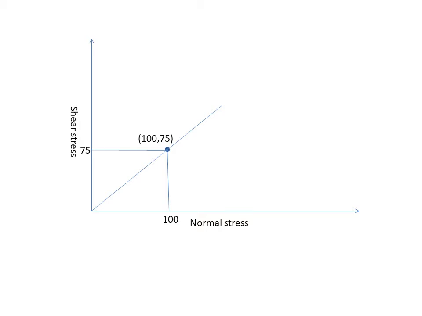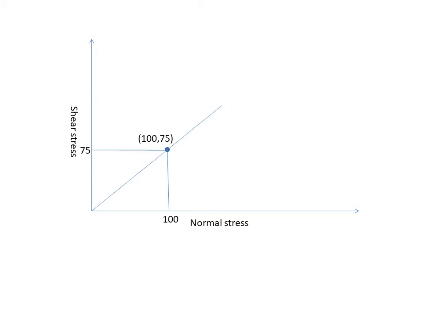So the first part was to draw the Mohr circle. To draw the Mohr circle, as we have discussed in class, the Mohr circle will be tangential to the failure envelope at the failure point. Keeping that in mind, I should draw a circle which is tangential at this point.